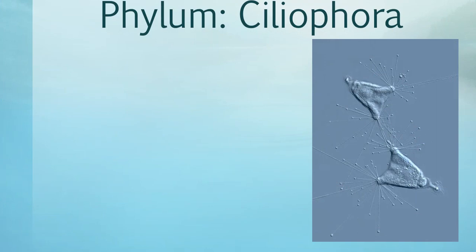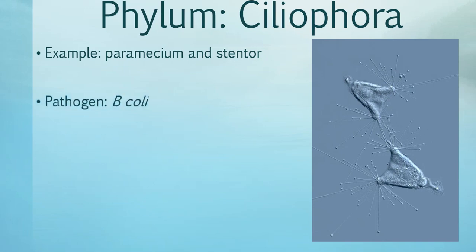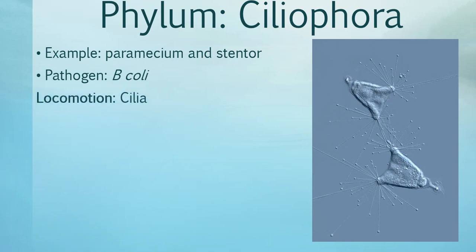Okay, our next group are the Ciliophora, and from that word you can tell right there, cilia would be its locomotive process. An example would be a paramecium and something called a stentor, neither of which we're looking at here. I forgot the name of these guys. We'll get to them here in just a minute. A pathogenic version of the Ciliophora would be something called B. coli. I'll talk about them in a minute.